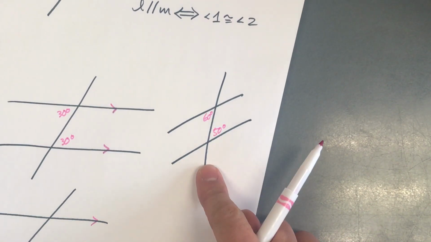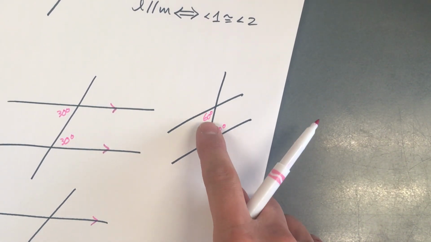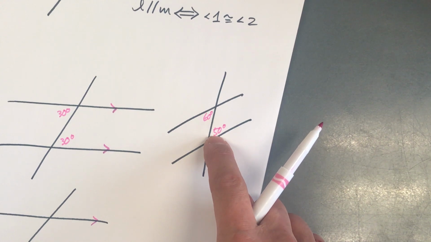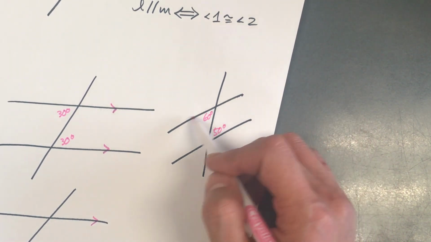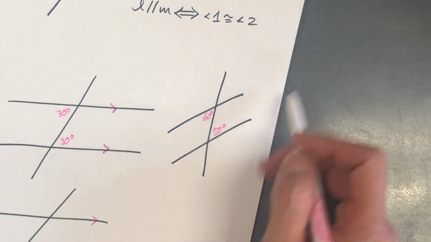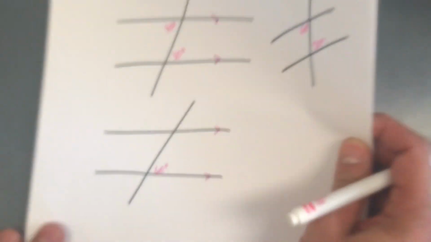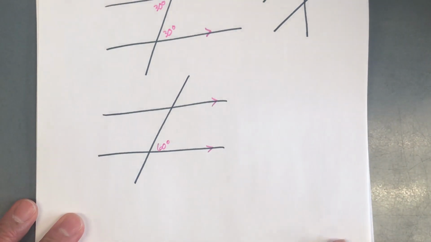However, if you look at this example, these 60 degrees alternate interior angles are not equal. Therefore, these two lines are going to intersect somewhere. It's not going to be parallel. And let's take a look at this.